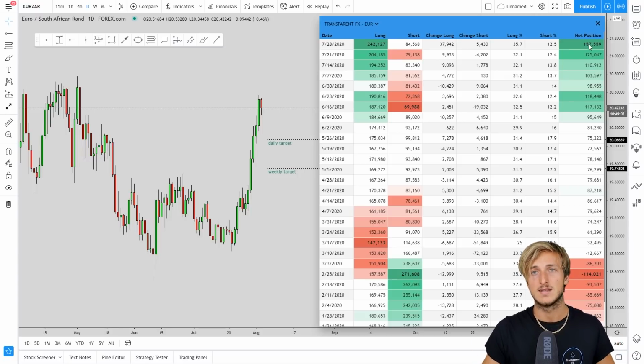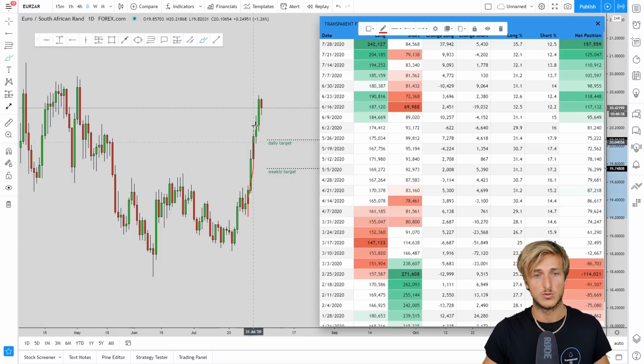And in fact, we can see that reflected also in the net positions that went from minus 114k all the way up to plus 157k. So from a situation where we had way more shorts than longs to a situation where we now have way more longs than shorts. So the completely opposite situation. And in fact, with the last report, we can see that they added 37.9k longs. So could we expect this move to the upside?